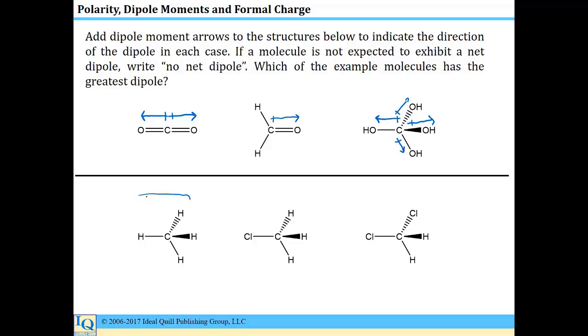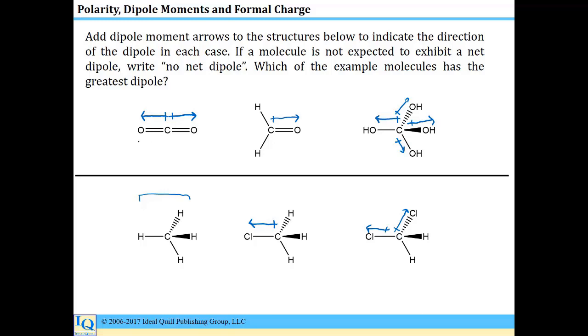Down here we don't have any polar bonds. Down here we have 1 polar bond for the chlorine. Here we have 2. So we have all the vectors filled in representing the polarity of each bond in each molecule. Now we have to draw vectors that I'll represent in red, showing the sum of those vectors.